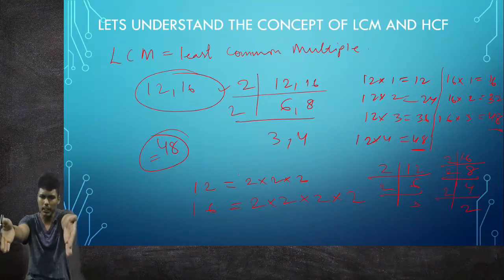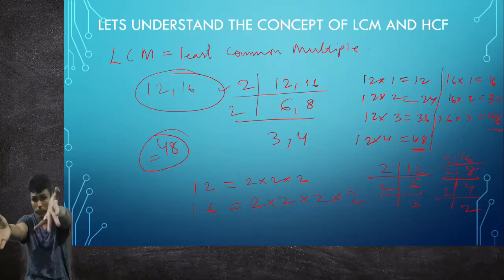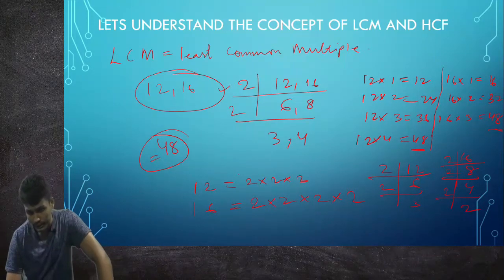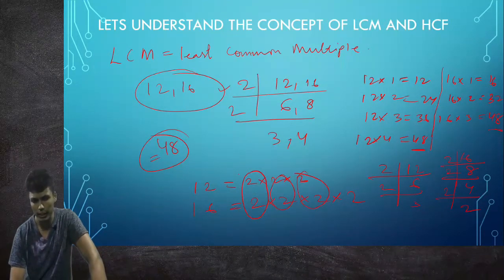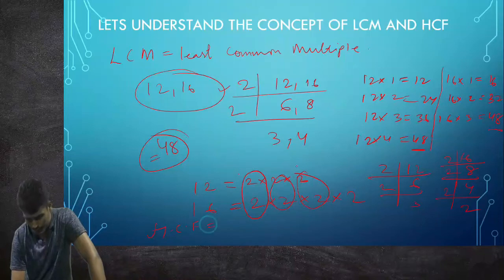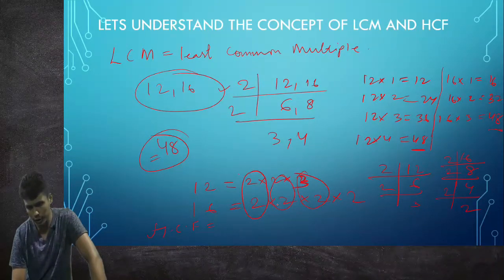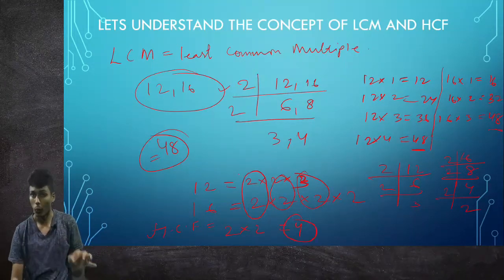So what is the smallest common number to both of these? Take 1: 2 is common to both, another 2 is common, and another 2 is common. Now nothing more is common here. So let's find the HCF. I'm sorry, I think this should be 3. So common is 2 and 2, only two 2s are common, so 2 to the power 2. So HCF is 4.